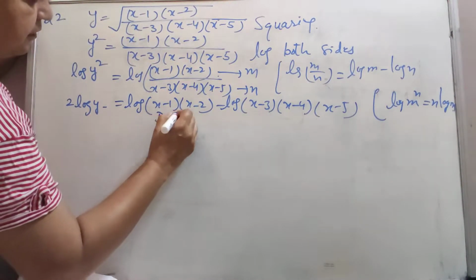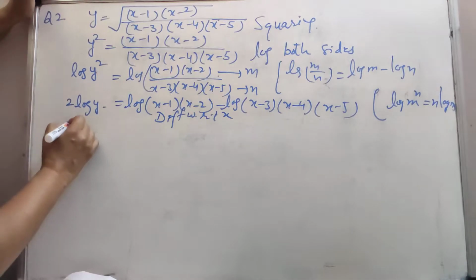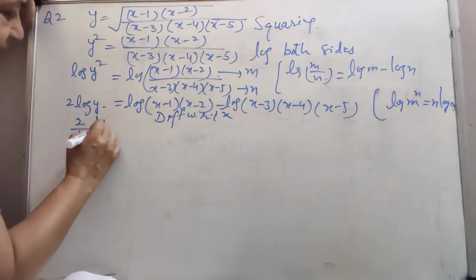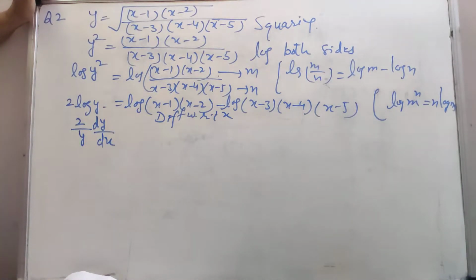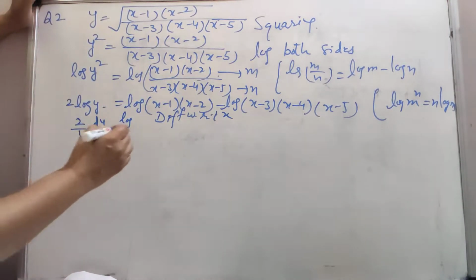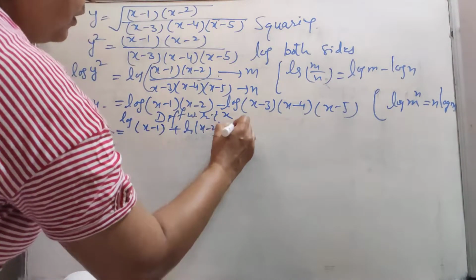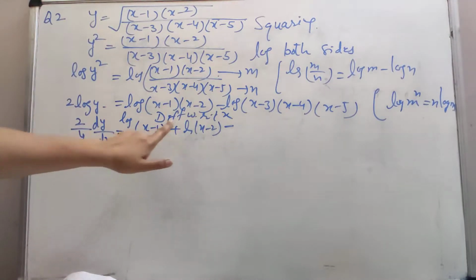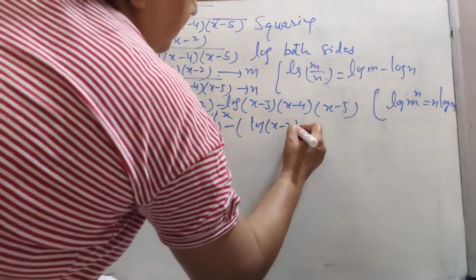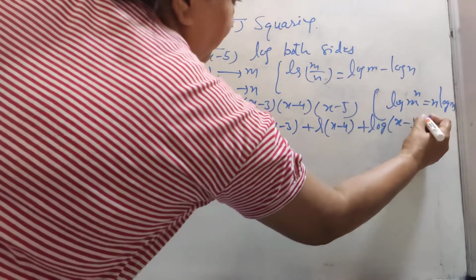Now differentiate with respect to x. See, this is only a single-line question. So 2 over y, what is the derivative of log y? That is 2 upon y, dy upon dx. So here it becomes log of (x minus 1) plus log of (x minus 2), minus, because log of m into n is log of m plus log of n, minus log of (x minus 3) plus log of (x minus 4) plus log of (x minus 5).